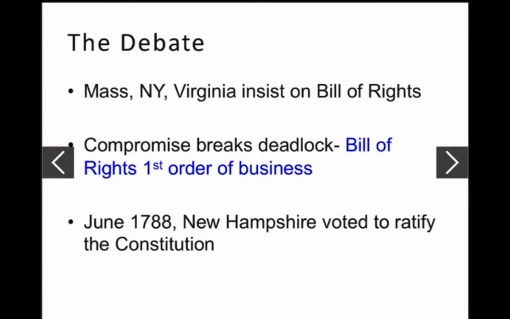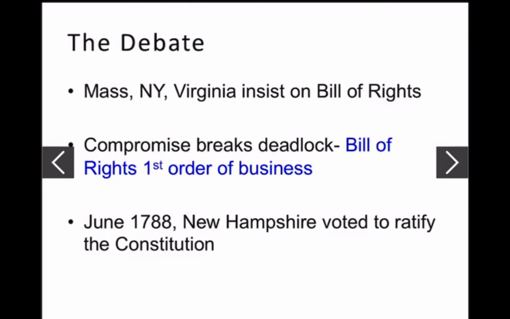And we will deal with the other protections in there as soon as the U.S. Constitution is ratified and made legal. So like I said, there's intense debate. Massachusetts, New York, Virginia are insisting on a Bill of Rights. They want amendments to the Constitution. They want explicit protections. They want it to be written in there before they approve it.